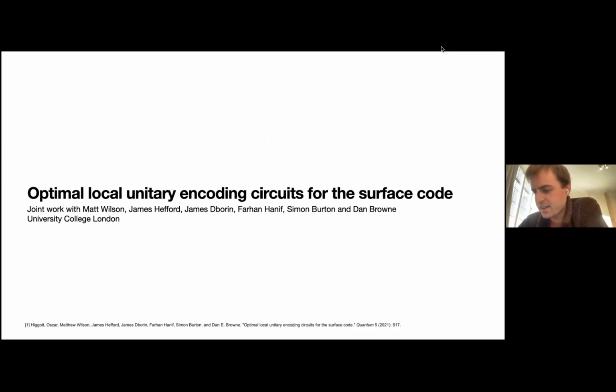And then, I haven't got a huge amount of time, so it's like 10 minutes. The other paper I was going to talk about is this one, which is not very closely related, but there is a connection. This is on looking at optimal local unitary encoding circuits for the surface codes. This is work with these co-authors at UCL.